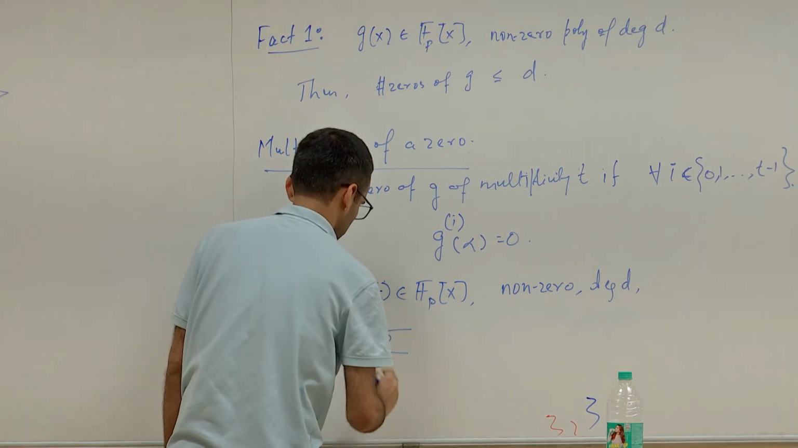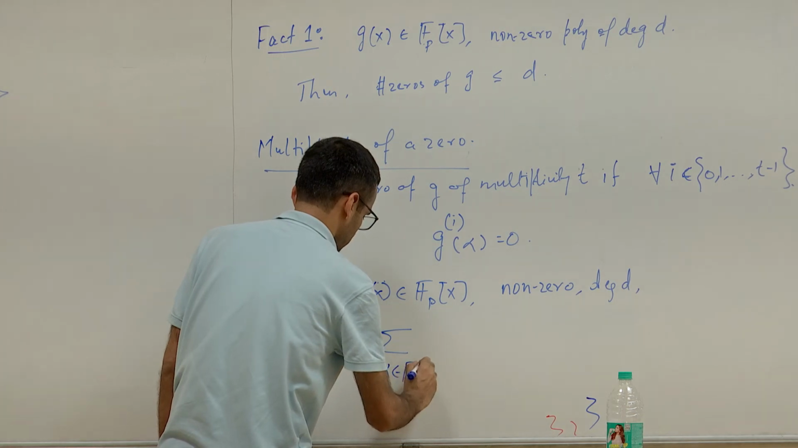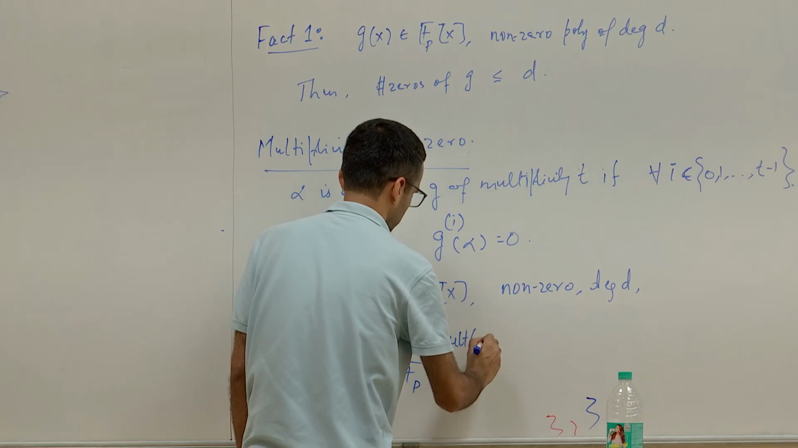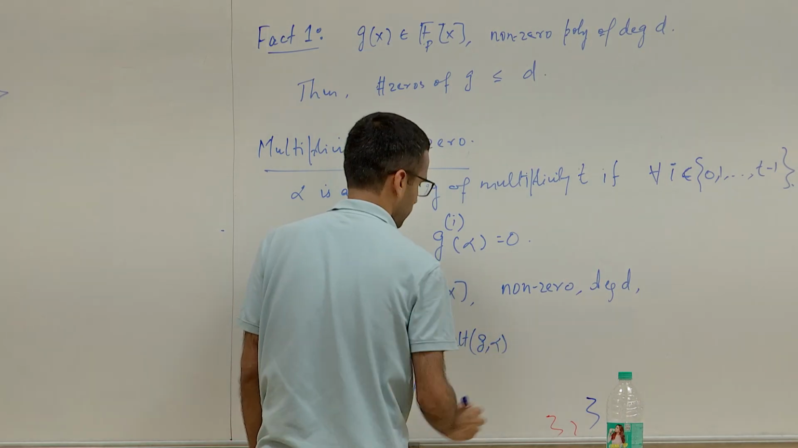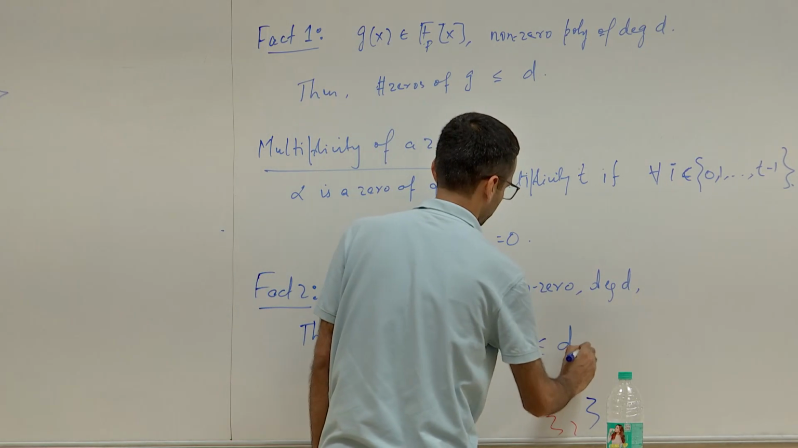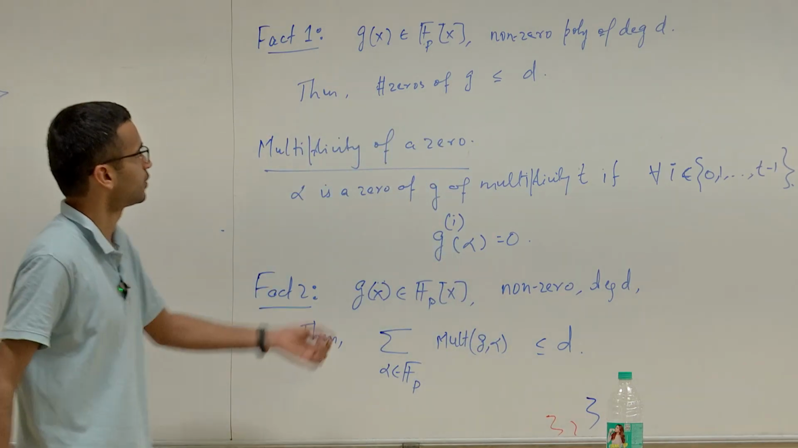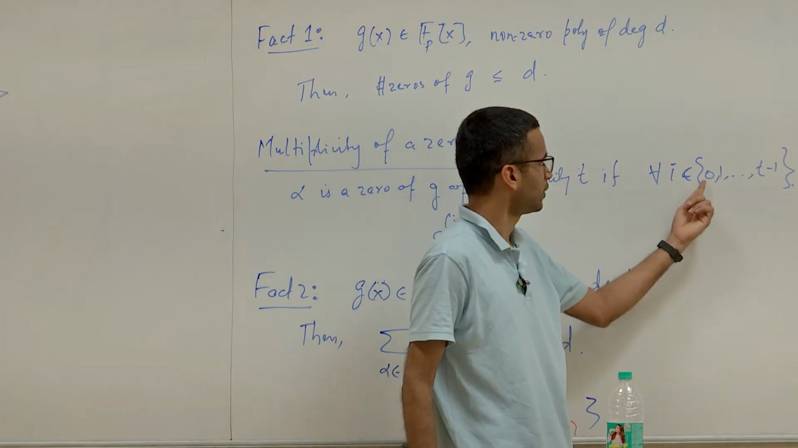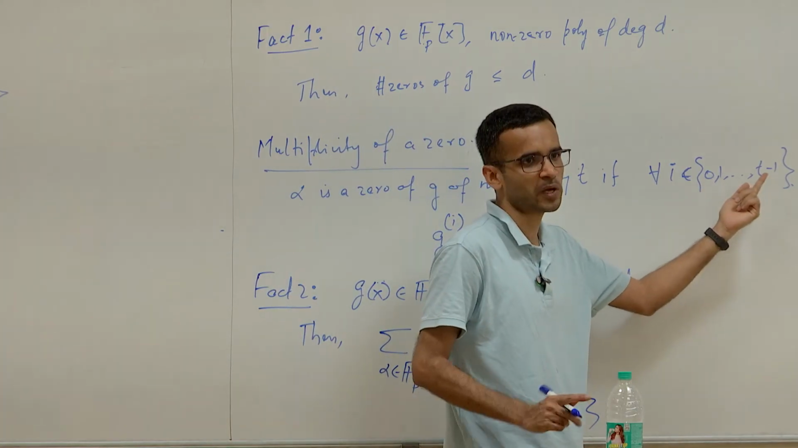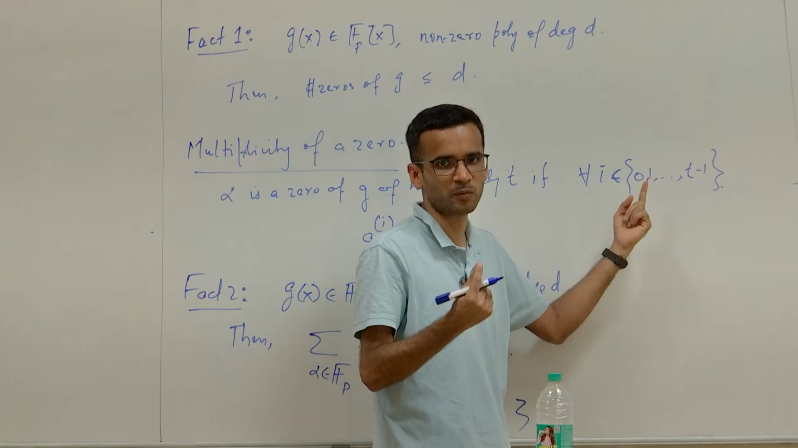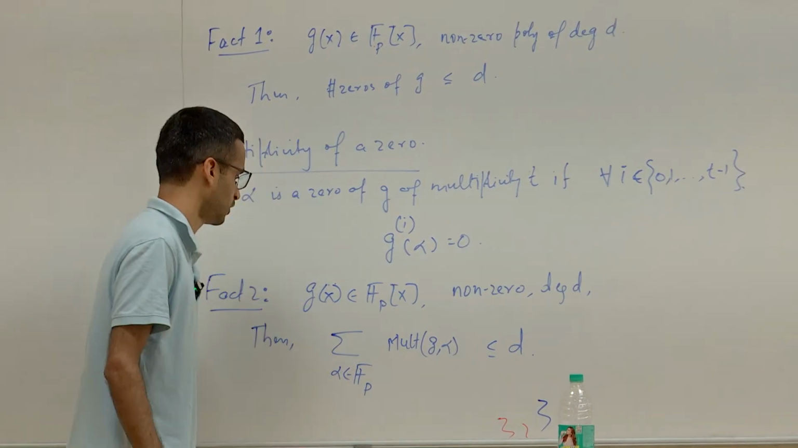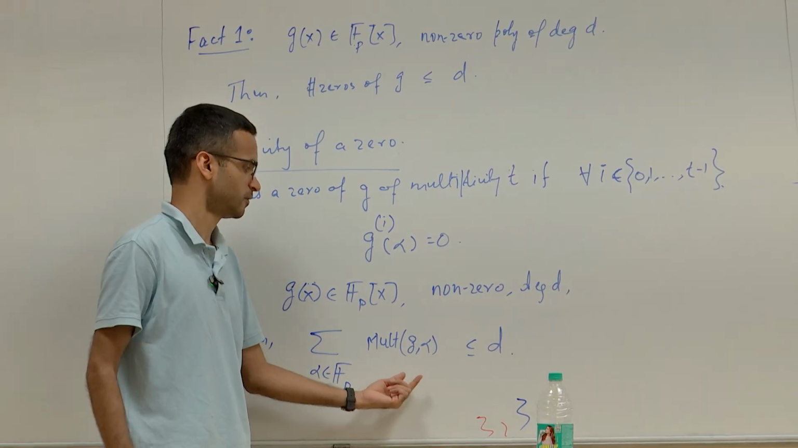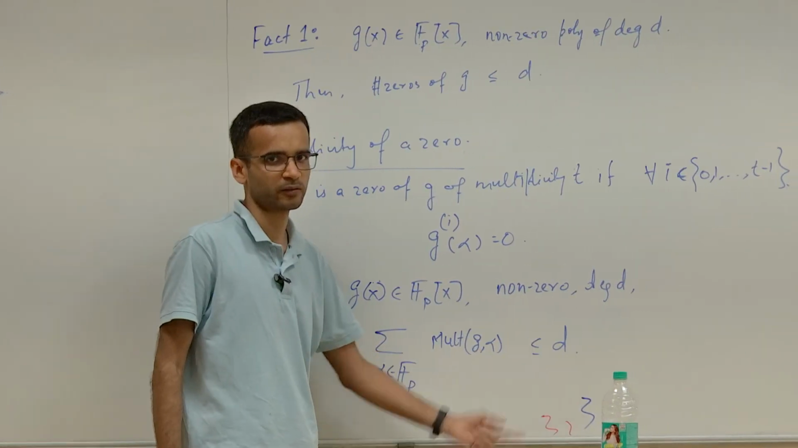So let me write this. The sum over alpha in F_p of the multiplicity of g at alpha is at most d. So just something that's a zero is a zero of multiplicity 1. Notice this counting starts from 0 and ends at t minus 1. So if you stop at 0, then you get a multiplicity 1 root. So now go through all the alphas, count things with their right multiplicity, and what you get is going to be at most d.